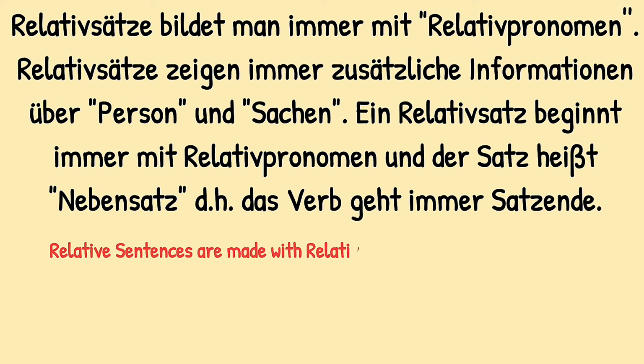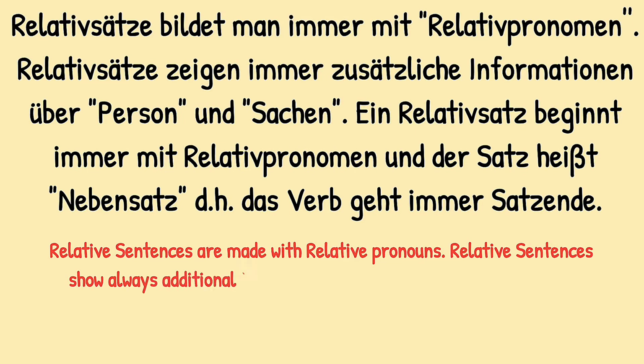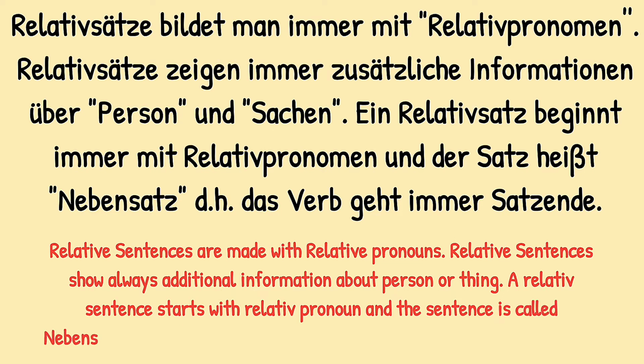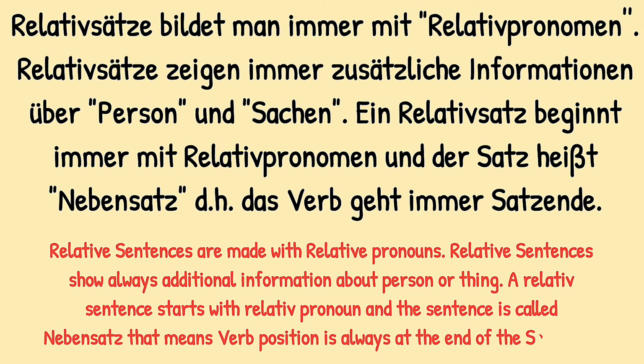Relative sentences are made with the relative pronoun. Relative sentences always show additional information about a person or thing. A relative sentence starts with a relative pronoun. The sentence is called Nebensatz. That means the verb position is always at the end of the sentence.